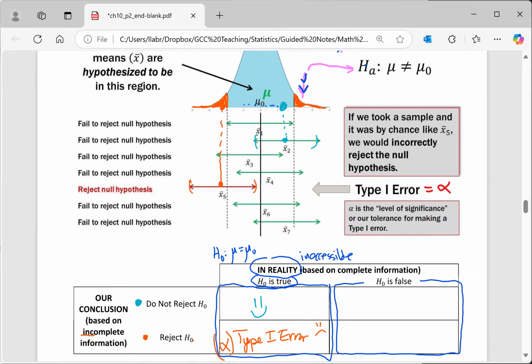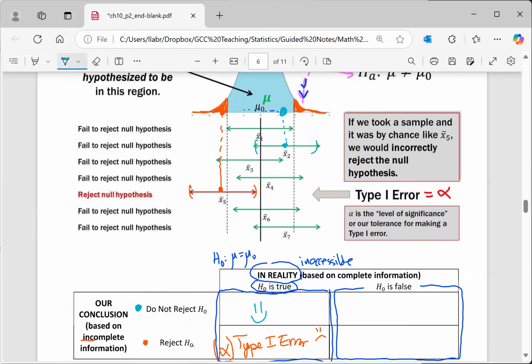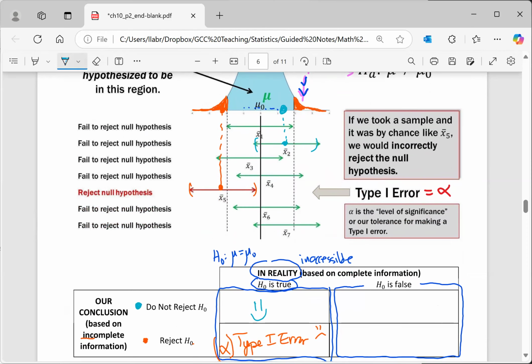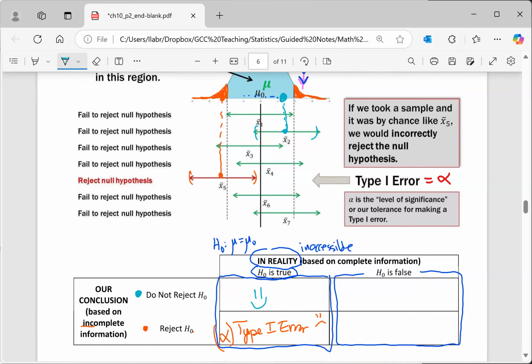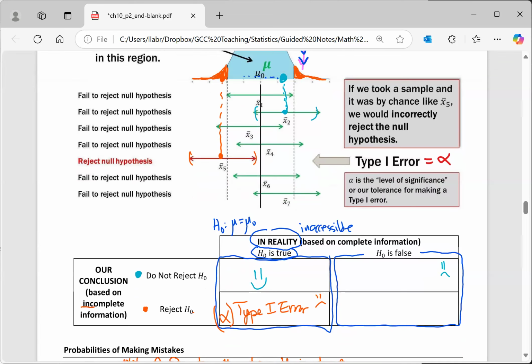So let's try and stay with the same color scheme. Let's say that in reality, the null hypothesis is false, so you want to reject it. But let's say you land with the blue sample. Blue sample's here, and that's fail to reject the null. So because you do not reject the null, but the null is false, you've made a mistake. And what kind of mistake is that? Well, that's called a type 2 error.